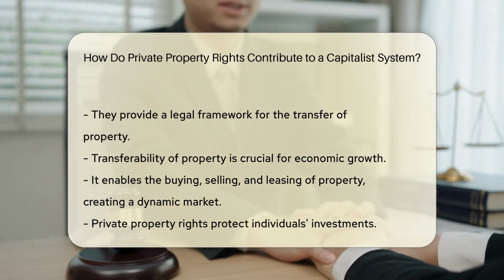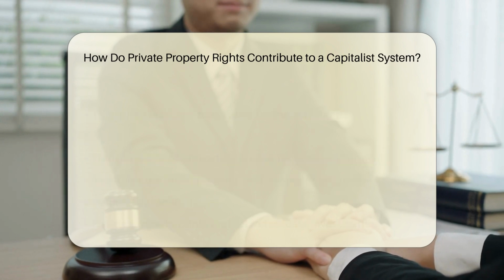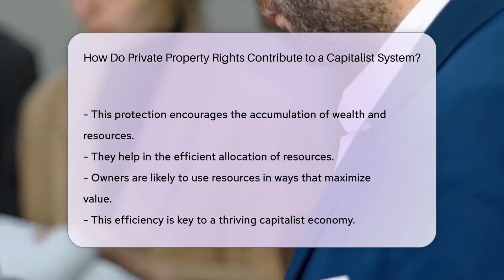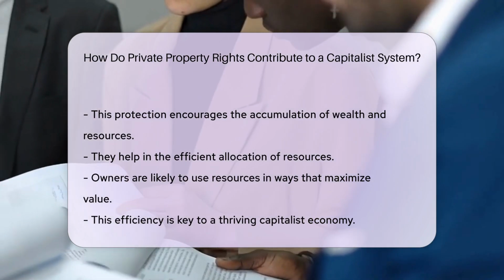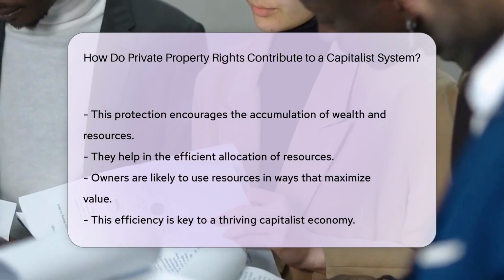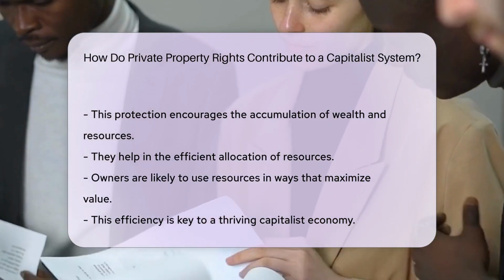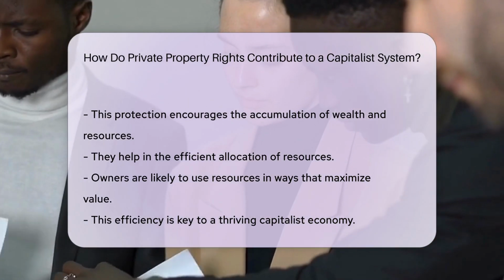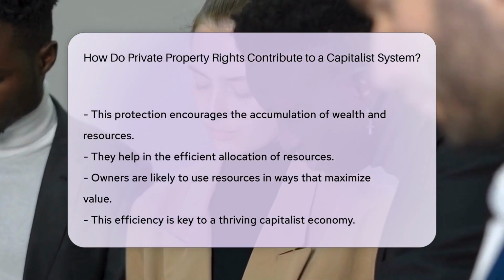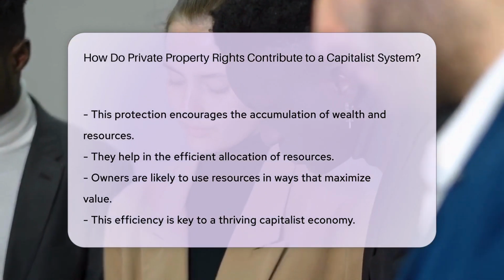Private property rights also protect individuals' investments. This protection encourages the accumulation of wealth and resources. Furthermore, they help in the efficient allocation of resources. Owners are likely to use resources in ways that maximize value. This efficiency is key to a thriving capitalist economy.